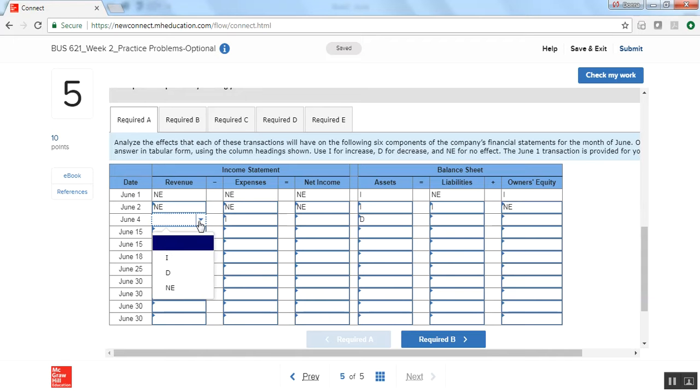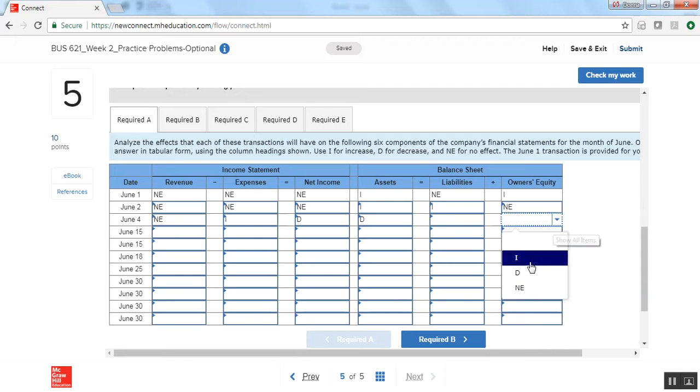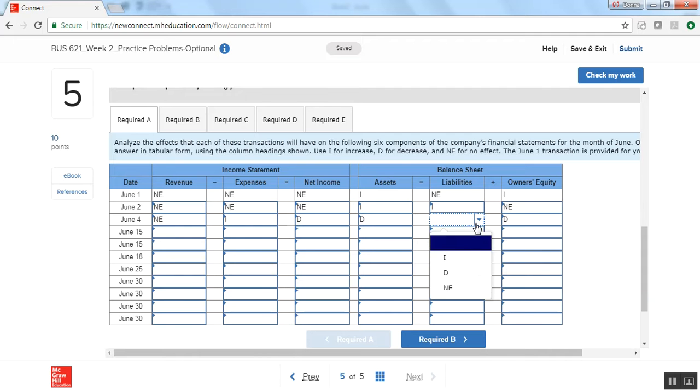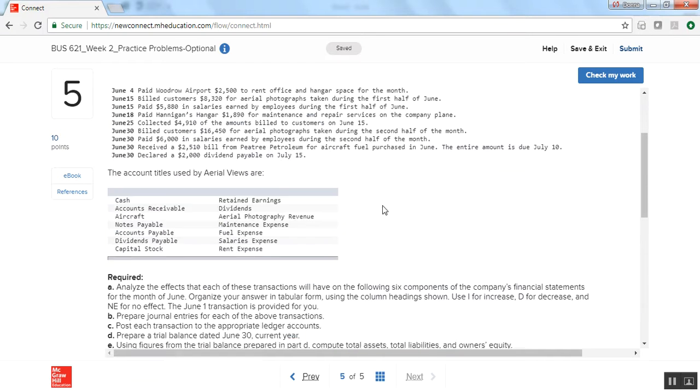Therefore, there was no net effect on revenue. Expenses went up. Therefore, our net income goes down because revenue stays the same, expenses go up. And net income rolls up into equity, which also went down. And there's no effect on liabilities. So you'll see that the balance sheet has to remain in balance. Assets went down, owner's equity went down.